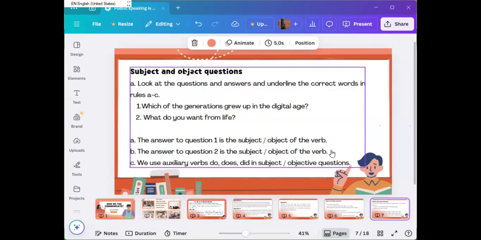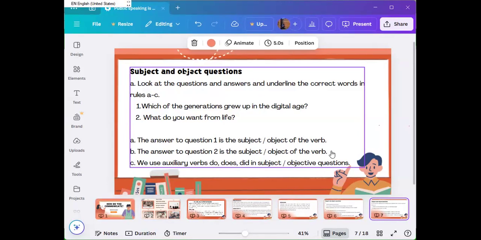Millennials. Okay, what about number two? What do you want from life? It's an opinion question. You will not have the same answer, because this is focusing on grammar. That's why any answer you can answer it. What do you want from life?